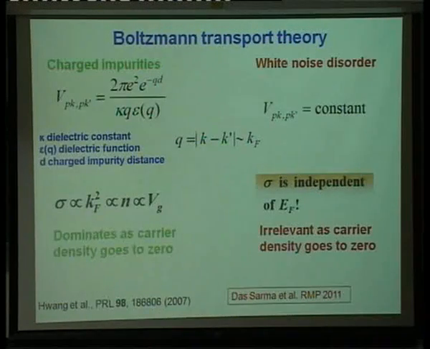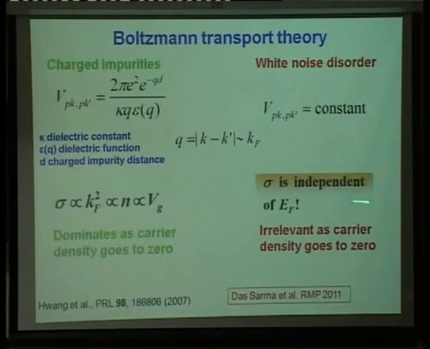All right. So now let's make some simple approximations. Let's first start with white noise disorder, which is the theorist's favorite kind of disorder. The interaction with impurities just produces zero-range s-wave scattering. So you take the disorder to be constant. If you take the disorder to be constant, then you immediately conclude from the formula I had that sigma will be independent of Fermi energy, which means sigma will be independent of density. That is it.